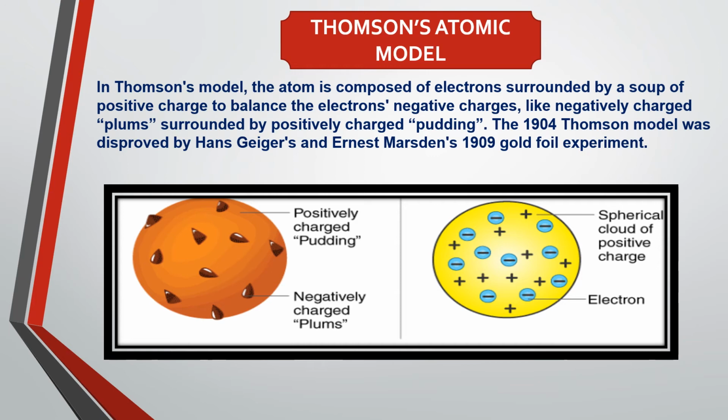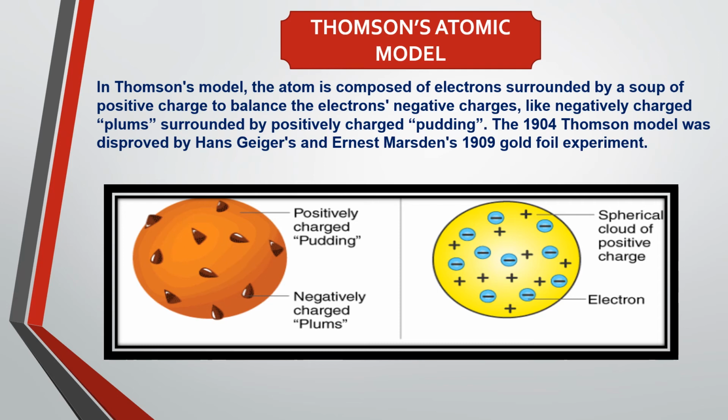Spherical cloud of positive charge, yellow color, that is the positive one. And the blue colored negative ones are electrons which are embedded within this positive charge. So you can say, according to Thomson, an atom consists of a positively charged sphere and the electrons are embedded in it. Number 2, the positively charged protons and the negatively charged electrons are equal in number and magnitude.